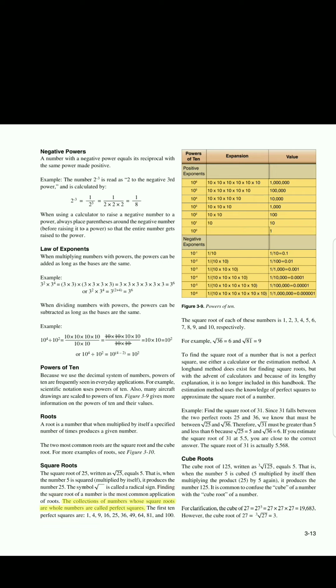The collection of numbers whose square roots are whole numbers are called perfect squares. The first 10 perfect squares are 1, 4, 9, 16, 25, 36, 49, 64, 81, and 100.